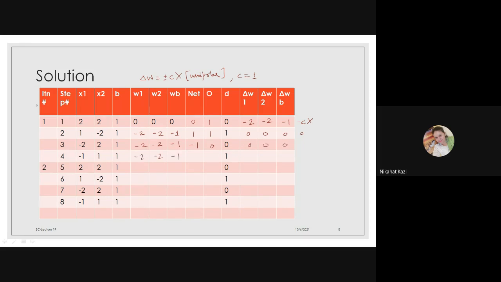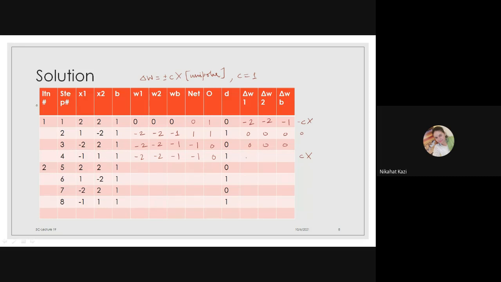Multiply these two vectors. So 2 minus 2 minus 1. Again, you're getting 0. So there's a mismatch, so you update the weights. This time, what is the weight update? It is plus Cx, because the sign of t is 1. D is 1.